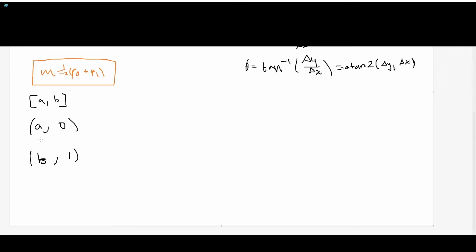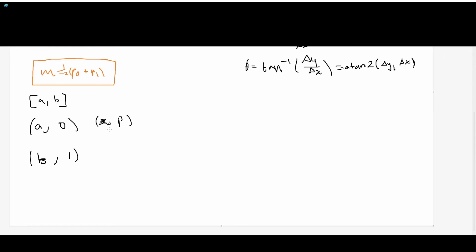This is going to be the interval. And we know A is 0% of that interval and B is 100% of that interval. So what if we have a point X? How can we get the percentage of this X between the interval A and B?